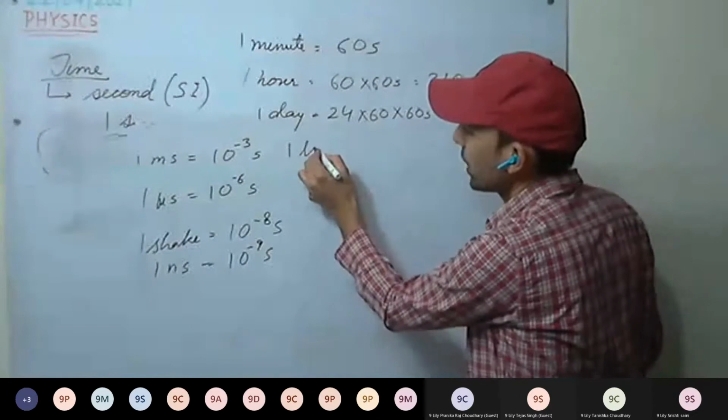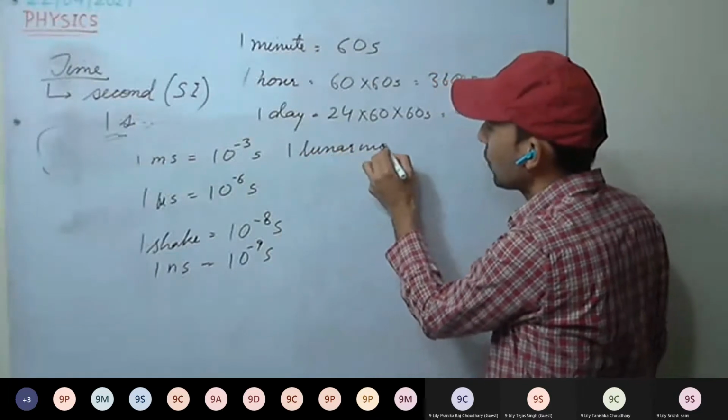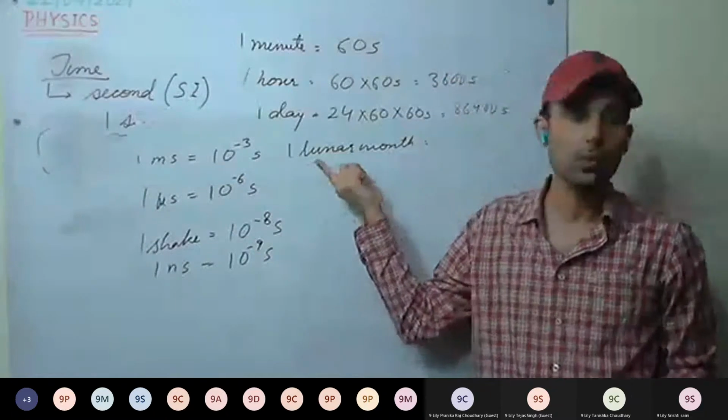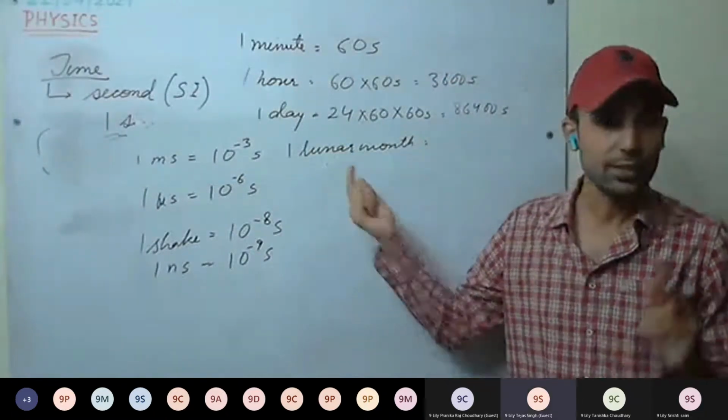Month can be 1 lunar month. How is lunar month calculated? Lunar means related to the moon.